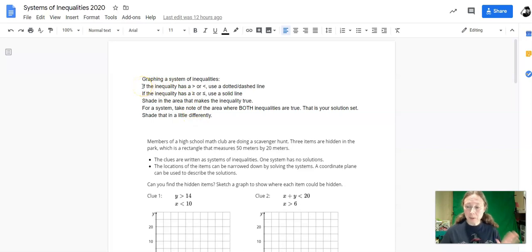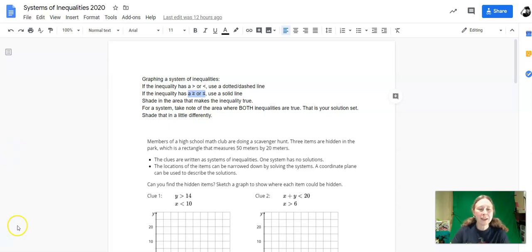So a couple of tips when it comes to graphing a system of inequalities. If the inequality has a greater than or a less than, like plain, you're going to use a dotted or dashed line because that line isn't in the solution set. If it has a greater than or equal to or a less than or equal to, you use a solid line, and that shows that the line is in the solution set. So you can be right on the line and you're in the solution set. You shade in the area that makes each inequality true, and the solution set for the system is where both of those areas overlap, and that's your solution set.